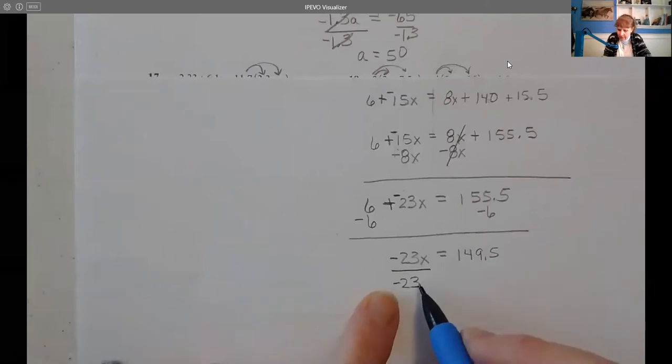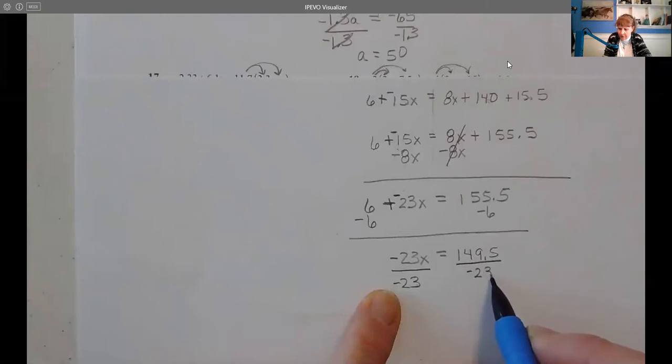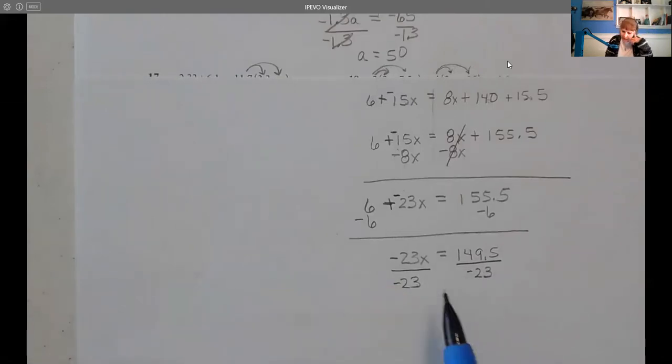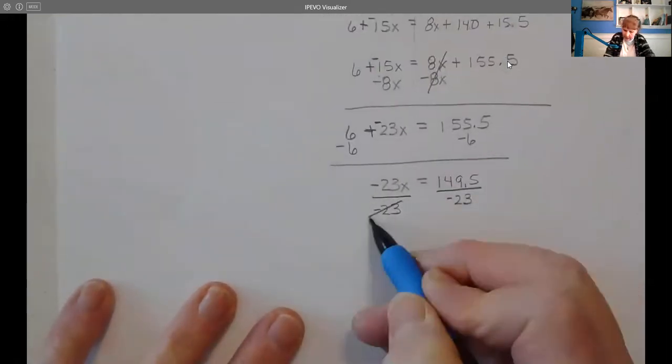So we've got a negative 23 here. We're going to divide by a negative 23 here. And again, some people put an x right here, but you don't want to get rid of the x. You want to separate those two from each other and leave the x. So here, these cancel out.